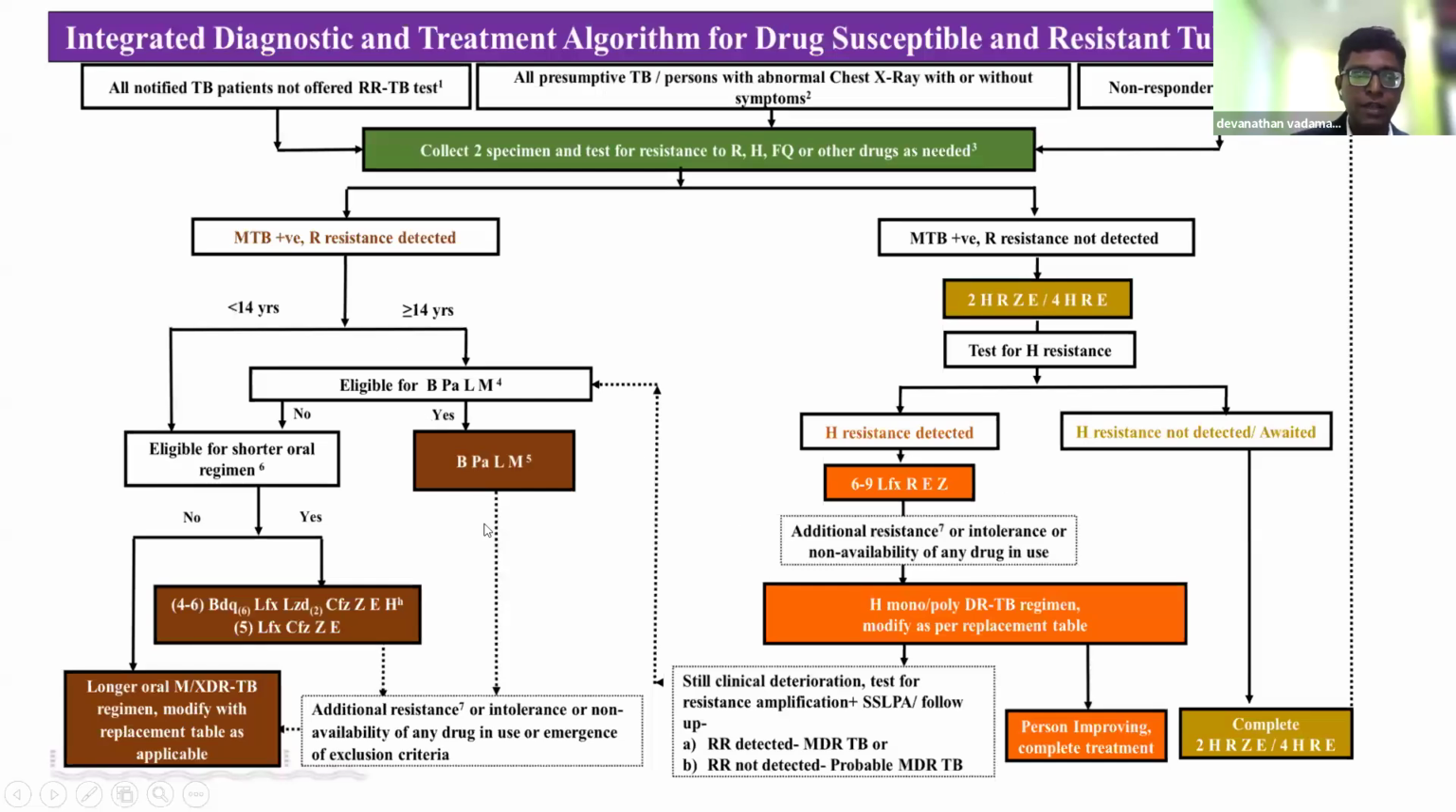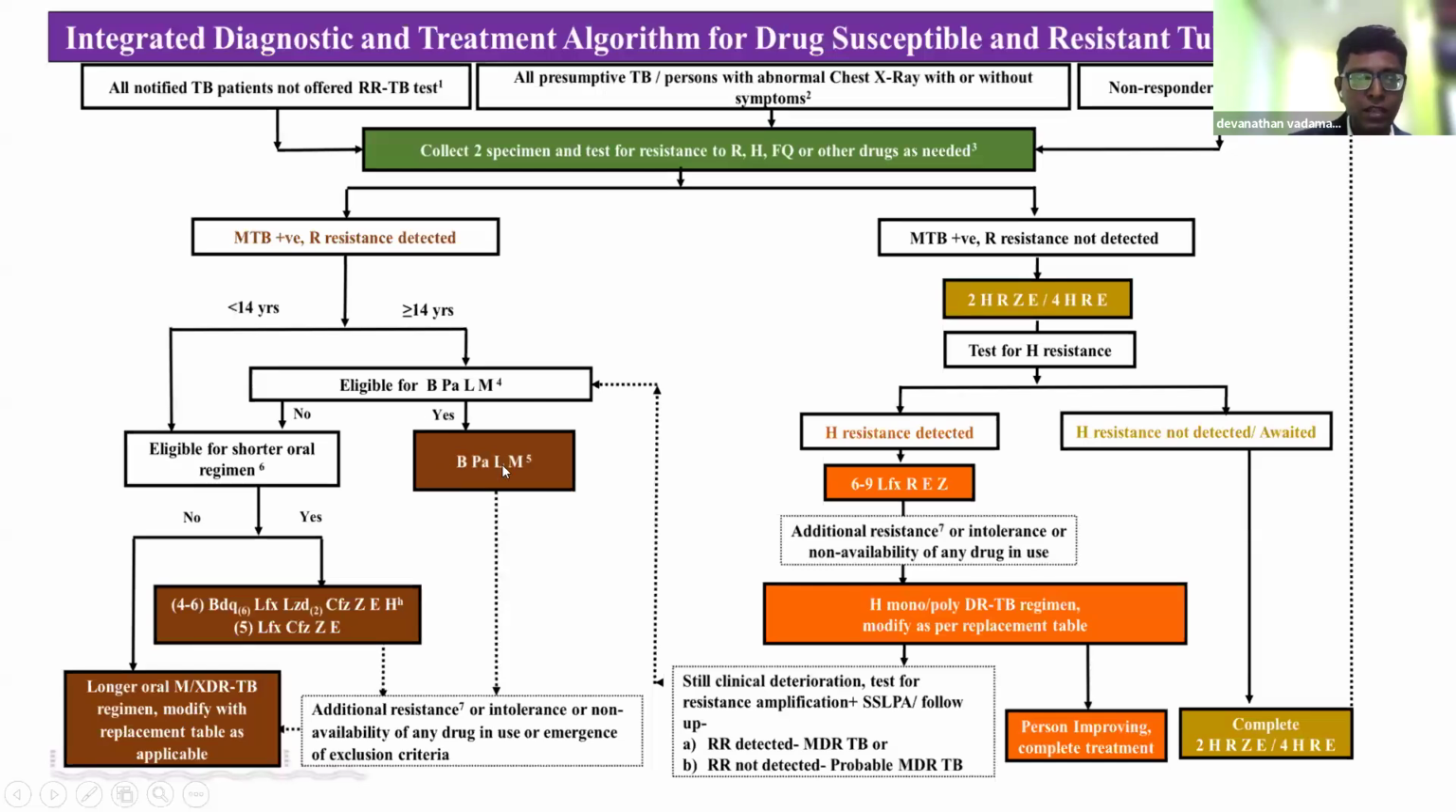With regards to MDR, we have 3 regimens. One is the newly launched 6 months BPaL-M regimen. This is bedaquiline, pretomanid, linezolid, and moxifloxacin. Here we are giving 4 drugs for 6 months. So this is the first regimen.